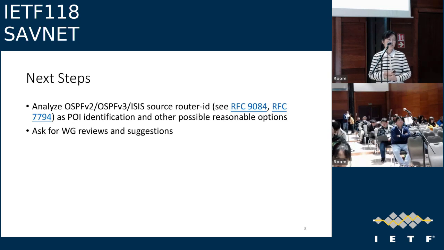But the difference between this draft and these existing RFCs is that the POI proposed in this draft is a tag. This tag can be used to identify a network and can also be used to identify a router, not only a router, so I think maybe it's more flexible.